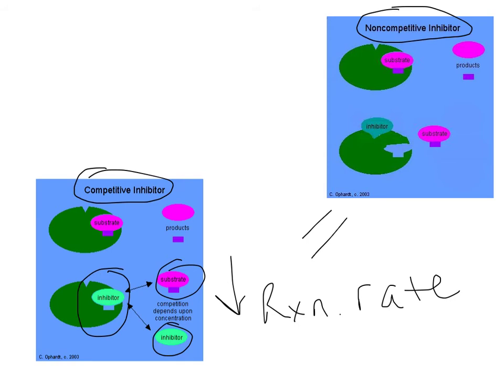Our non-competitive inhibitor is also going to decrease the reaction rate. So both of these things are going to decrease reaction rate. But you'll notice my non-competitive inhibitor does not directly compete for the active site. The active site is still free, but the non-competitive inhibitor binds somewhere other than the active site. But when it does that, it changes the shape of the active site. So now that substrate cannot fit into the active site anymore. So that would be our non-competitive inhibitor. So when we're talking competitive and non-competitive, we're talking about whether they're competing directly or indirectly for the active site.